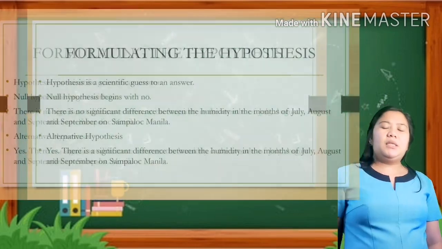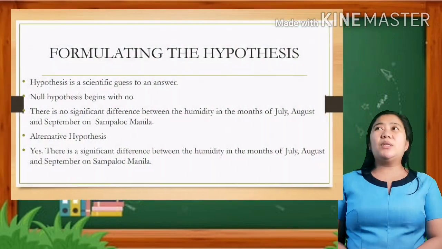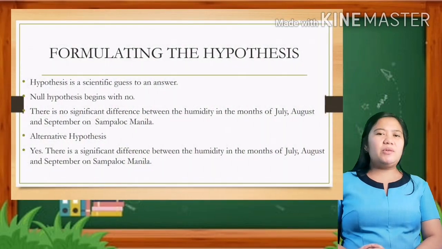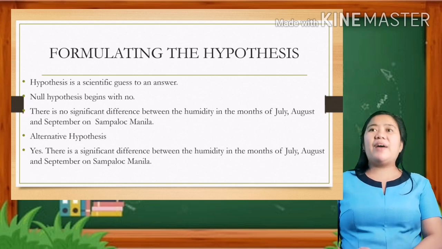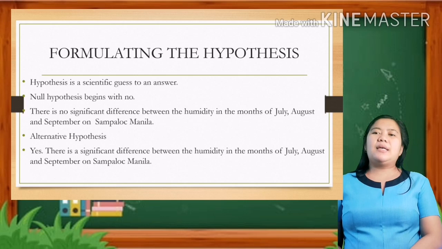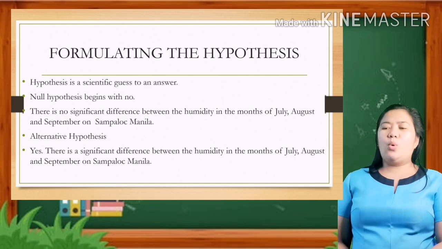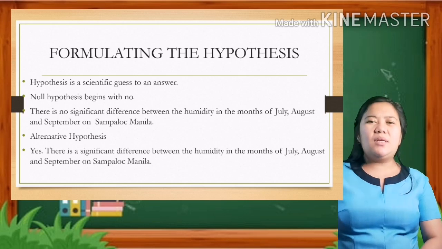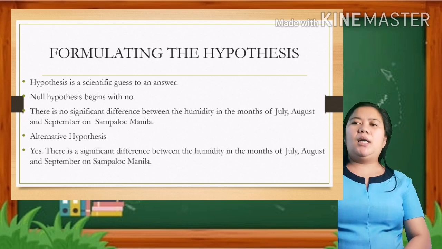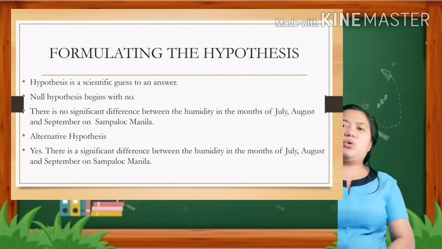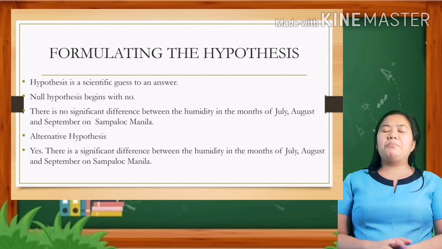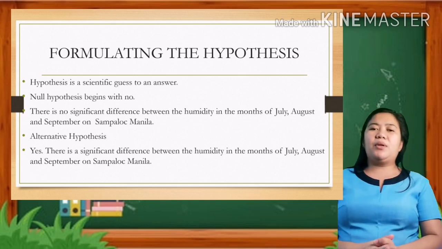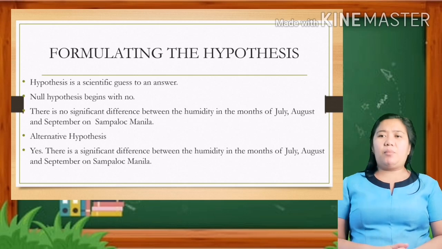Next would be formulating the hypothesis. So firstly, what is a hypothesis? During your high school years, a hypothesis is defined as a scientific guess to an answer. It's actually a wild guess to a particular question. We have two types of hypothesis: the null hypothesis and the alternative hypothesis.